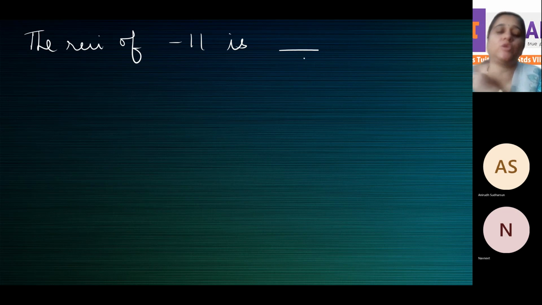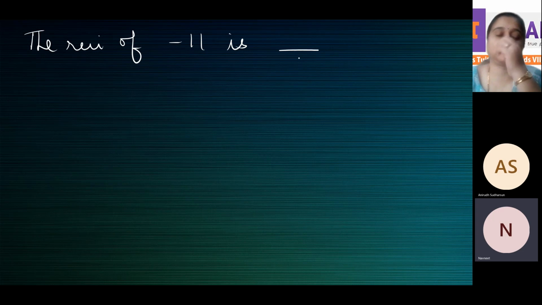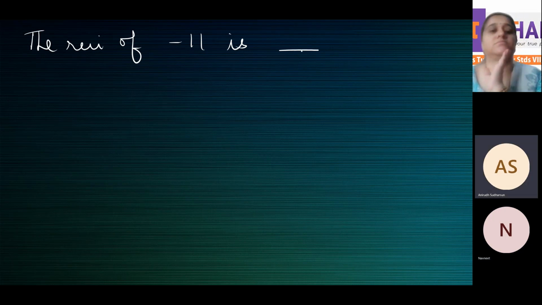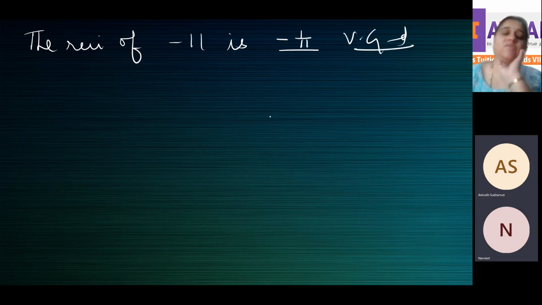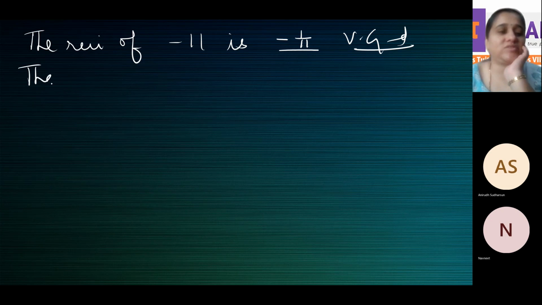For reciprocal, what will you change? The sign or the number? And the sign. Wrong. Anirudh? Ma'am, number, ma'am. The answer is -1 by 11. Very good, Anirudh. Next question for you.